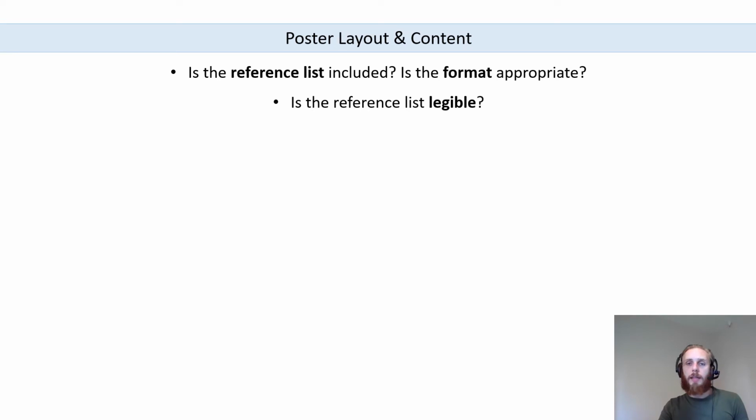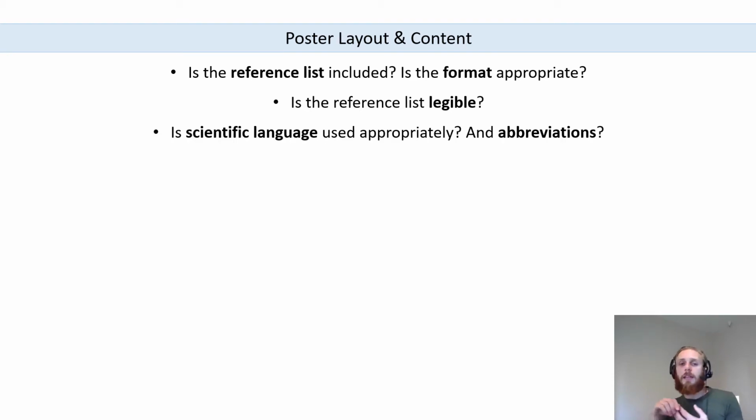Is the reference list legible? I've said the reference list can be small and it can be tucked away in the corner. As long as I can read the reference list, that's okay. I need to be able to read it. With the rest of the poster, the font size should be appropriate so it doesn't look cramped. You don't want the text too small so it doesn't look great. With the reference list, we don't really care about that. It doesn't matter that it's cramped and tucked away in the corner. And you'll see this when we look at the poster examples, that the reference lists are cramped, and that's fine.